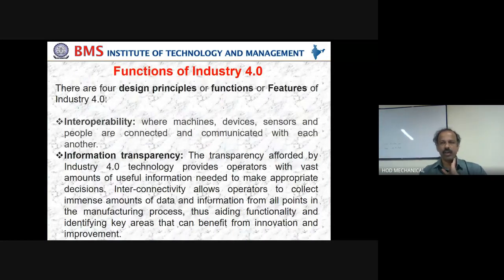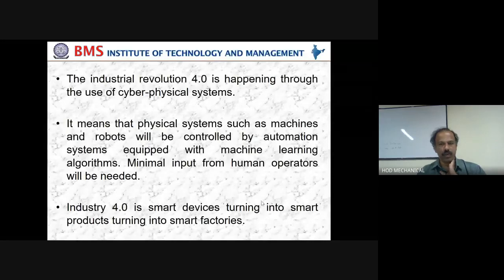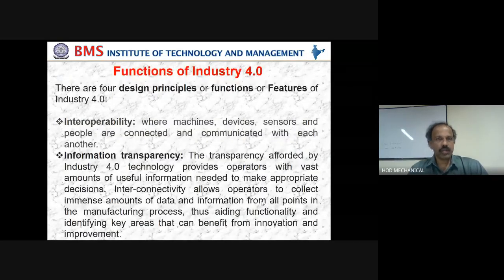Next, now after understanding the basics of Industry 4.0, we'll move on to understand what the functions of Industry 4.0 are. These functions are also considered as the design principles, or can also be called the features, or also called the functions. Be clear in the examination whether it asks for design principles of Industry 4.0, functions of 4.0, or features of 4.0. So these are the four functions which are going to be listed.